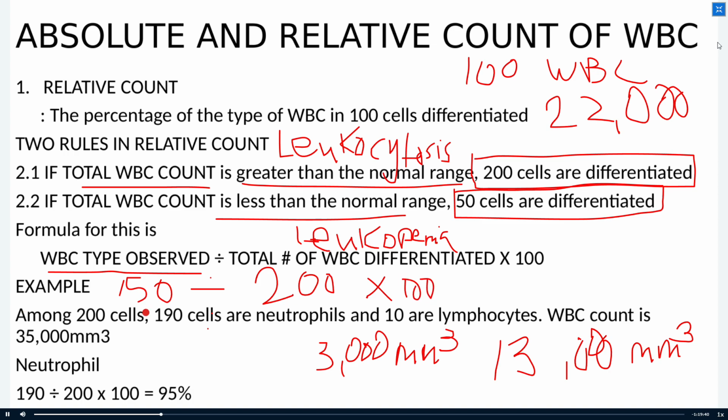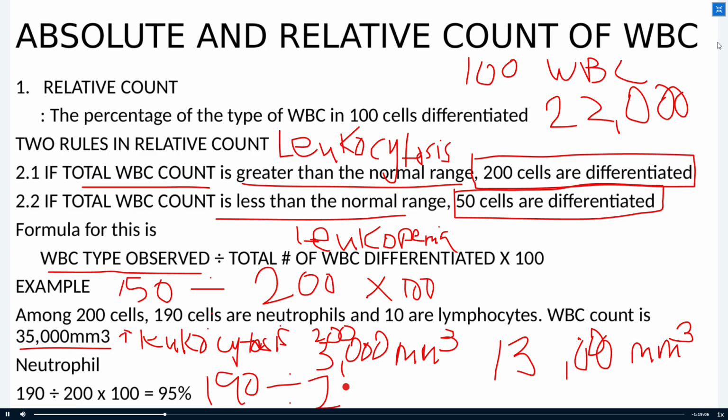So, here's another example. Among 200 cells, 190 cells are neutrophils and 10 are lymphocytes. WBC count is 35,000 cubic mm. So, this is a case of leukocytosis. So, you are going to differentiate 200 cells. And using the formula, let's say sa neutrophil ang bibilangin nyo. Ilan ang neutrophil? 190. Ilan ang cells na i-differentiate nyo? 200. Then you multiply it by 100, you would get 95%.